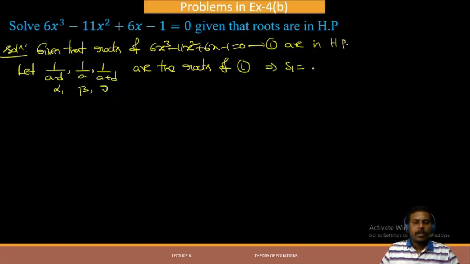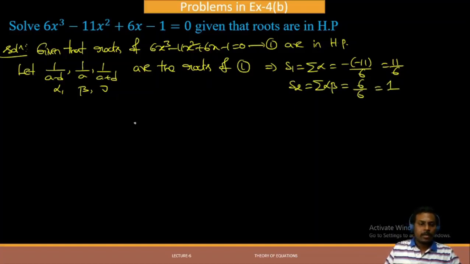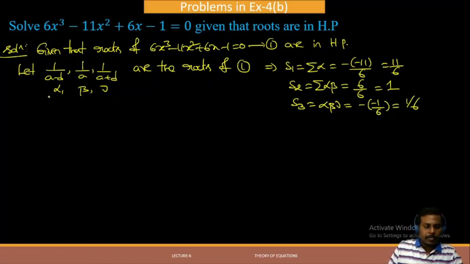S1 value is summation alpha, that is equal to minus of minus 11 divided by 6, so that is equal to 11 by 6, and s2 is equal to summation alpha beta, that is equal to 6 by 6, that is equal to 1, and s3 value is equal to alpha beta gamma, that value is minus of minus 1 divided by 6, so it is 1 divided by 6.